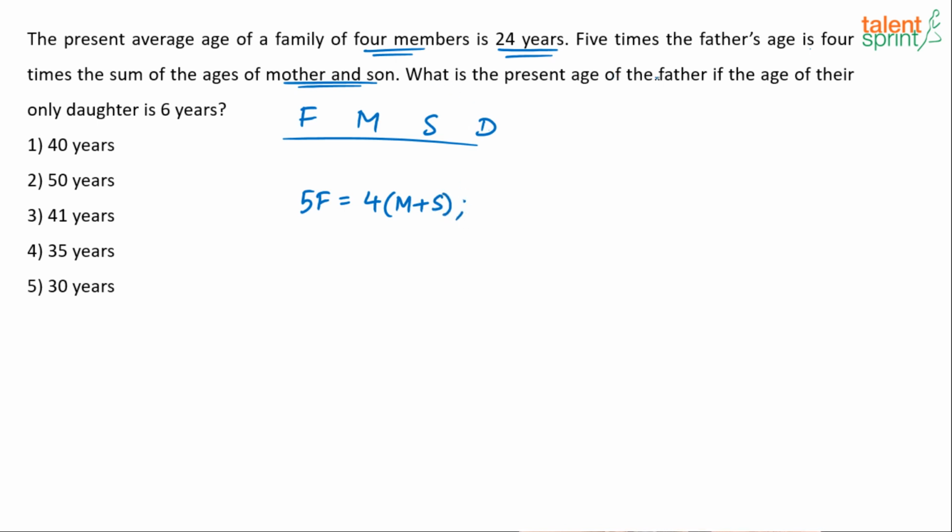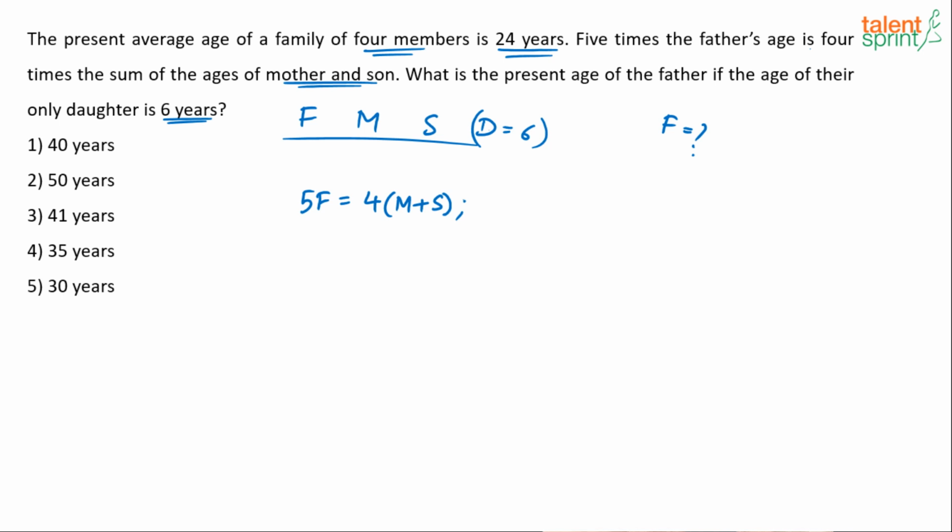What is the present age of the father if the age of their only daughter is 6 years? Okay, daughter is 6 years, already known to us. So what is the age of father? F is equal to what? If the age of the daughter is 6 years. How do you do it?